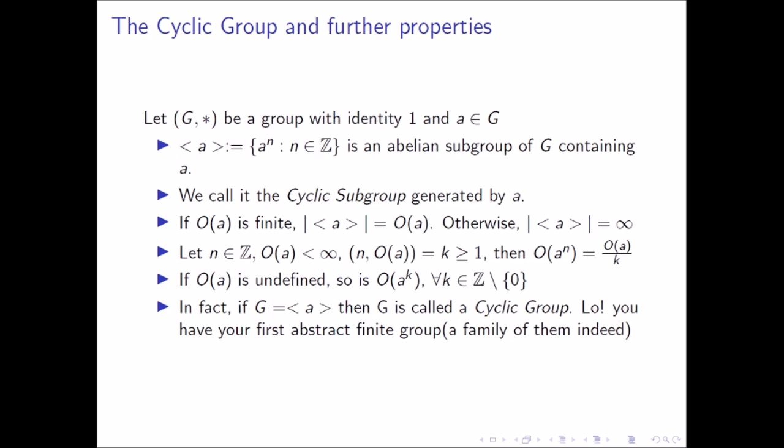This is relatively easier. In fact, if G turns out to be the cyclic group generated by A, we call G a cyclic group. So abstractly take an element and just say that its order is, say, n. Then define G as the cyclic group generated by A, all the powers of A. It turns out it's a finite group of order n, as we just saw here, and it's abelian. So we have the first abstract, not concrete, example of a family of abstract finite groups. All of them are abelian over here.